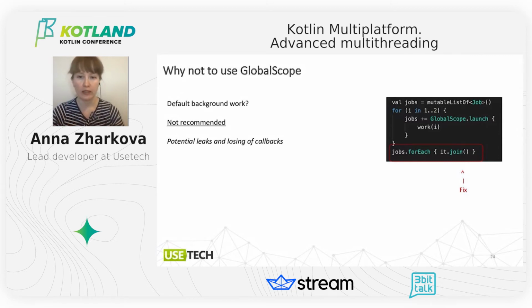For example, we need to hold all the links to jobs that were launched in global scope and then join them together. And also we need to clear this list at the end. If we do not clear it and do not hold the links, we will get potential leaks and losing of callbacks. It's also a problem. So mainly that is why you should not use global scope. It's not recommended by its creators.